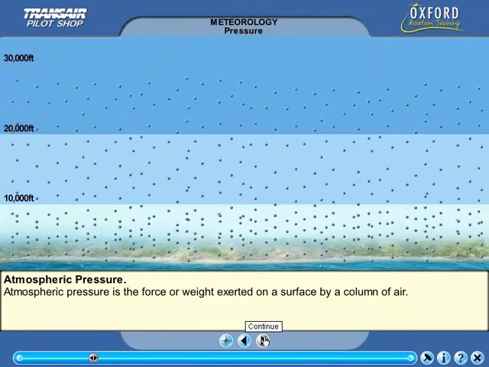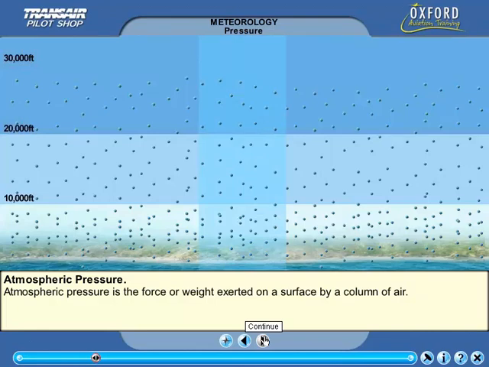The air in the atmosphere is made up of molecules. The atmosphere therefore has mass, and under the force of gravity exerts a pressure on the Earth's surface. Put simply, the pressure of the atmosphere at any point is caused by the weight of the column of air above that point.